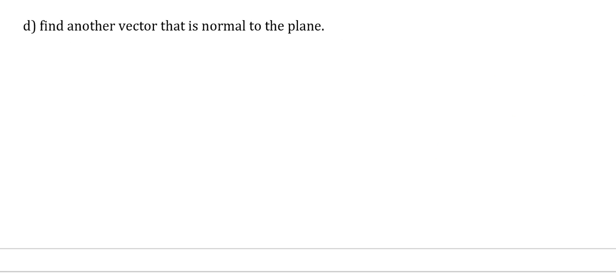Remember back when we talked about the dot product, it's an if and only if. If they're zero, they're perpendicular. If they're perpendicular, it will be zero. So there you go. Find another vector that is normal to the plane.